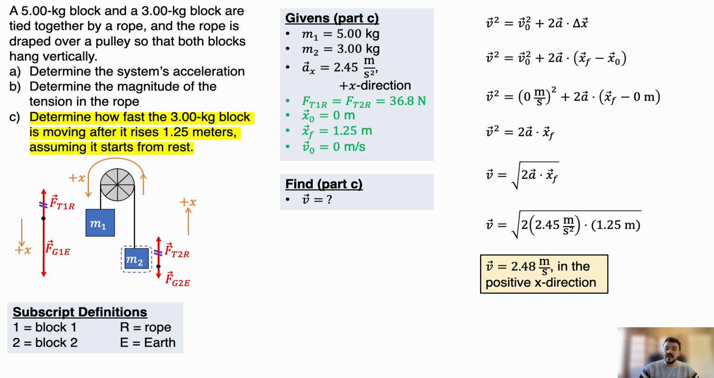We found the acceleration of the system by analyzing the 2-block system. We found the tension in the rope by looking at just the system that consists of one of the blocks. We did block 1, but you could have done block 2. And finally, we used some motion equations to figure out how fast the block was going after it had risen a certain distance.